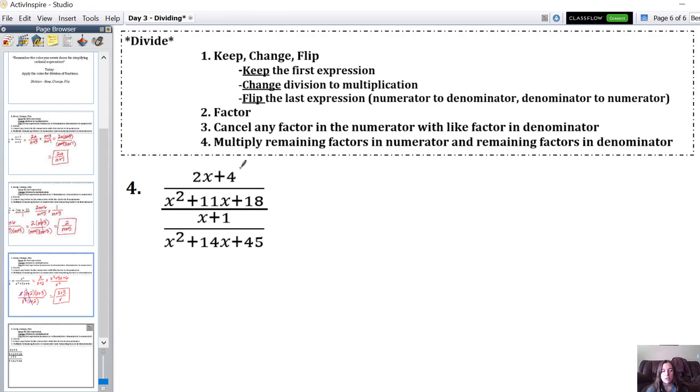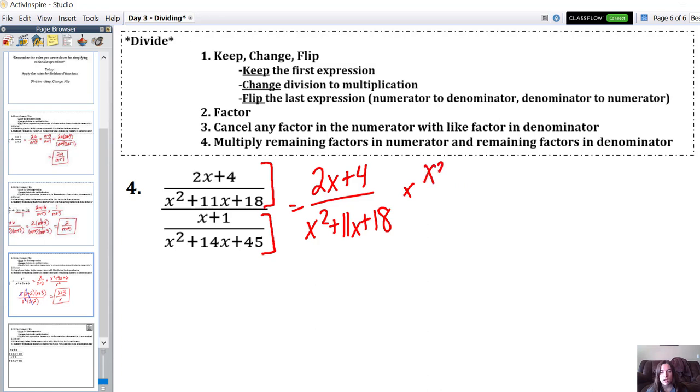Finally, we have 2x plus 4 over x squared plus 11x plus 18 divided by x plus 1 over x squared plus 14x plus 45. So this is our first fraction, and we're dividing by this second fraction. My first fraction isn't changing. We have 2x plus 4 over x squared plus 11x plus 18. We're dividing by this bottom fraction, so we're going to multiply by the reciprocal, which is x squared plus 14x plus 45 over x plus 1.